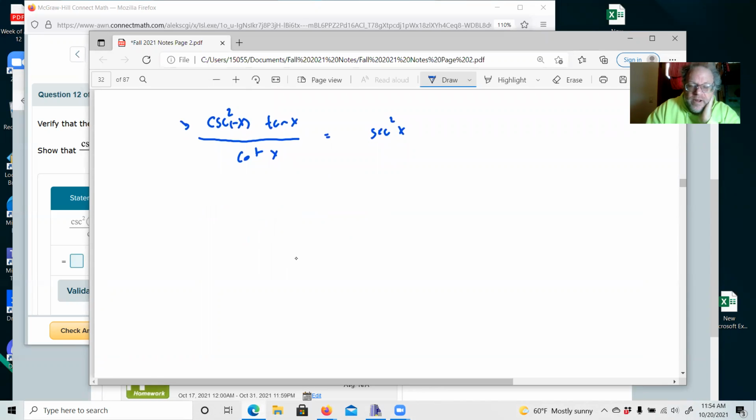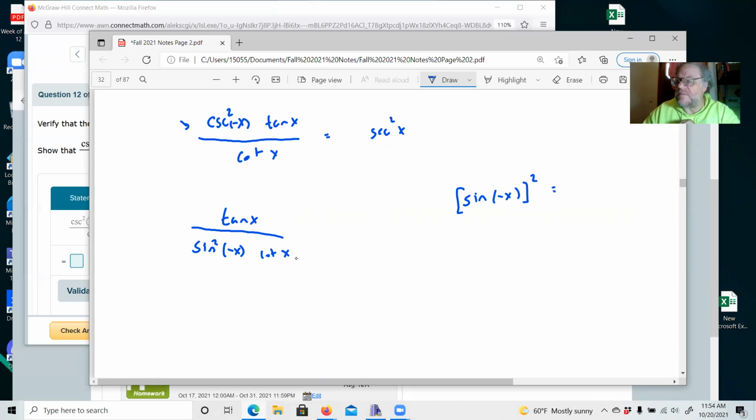So cosecant squared, this is tangent of x over sine squared of negative x, cotangent x. Now you see the sine negative x here? What does sine squared mean? This is sine negative x squared. That's what sine squared negative x means.